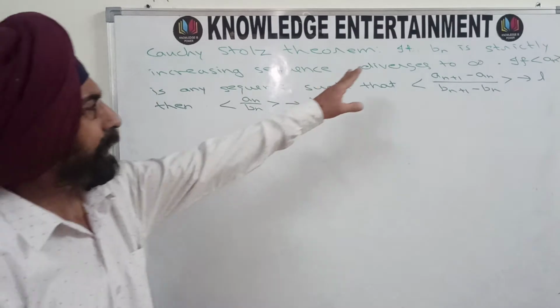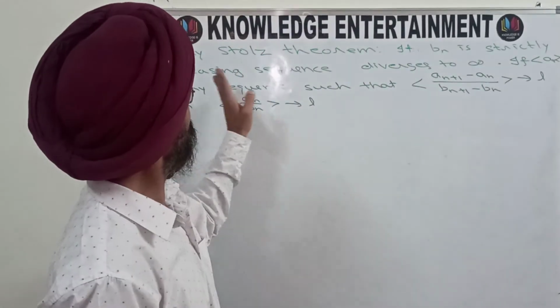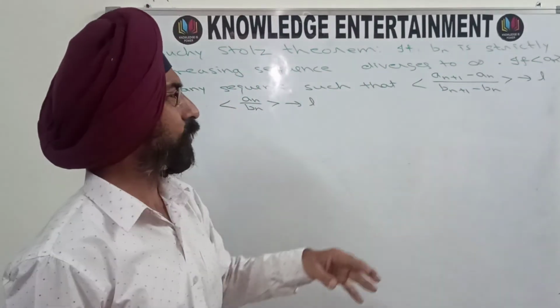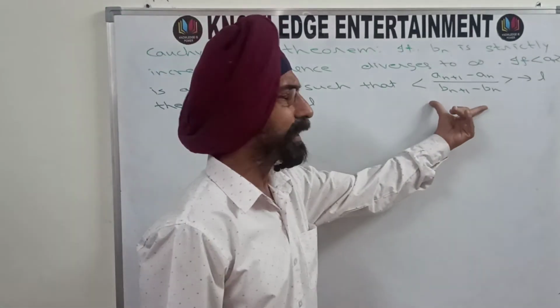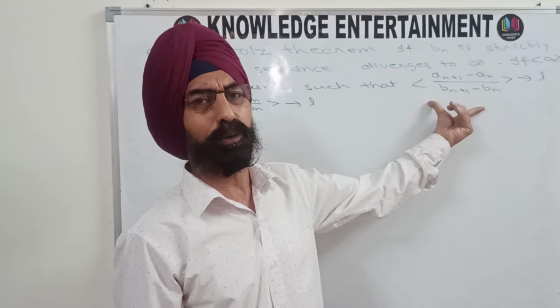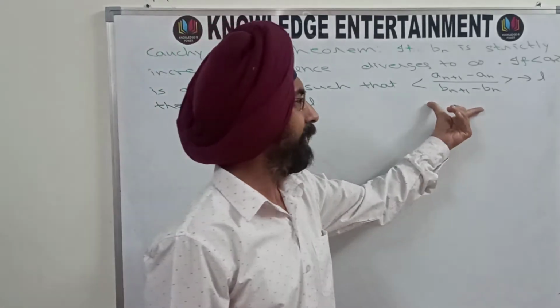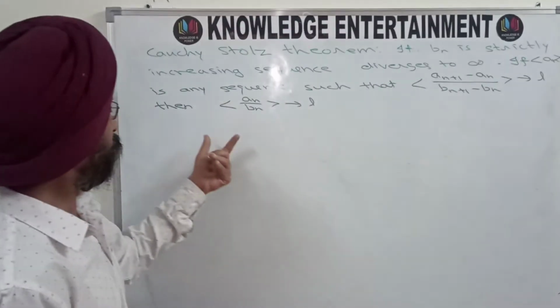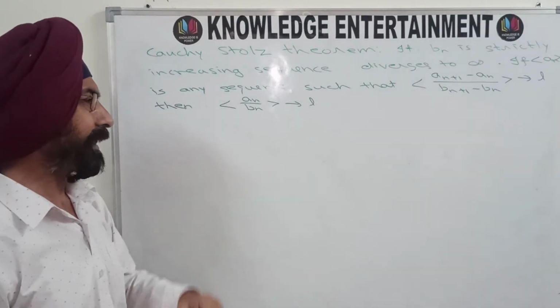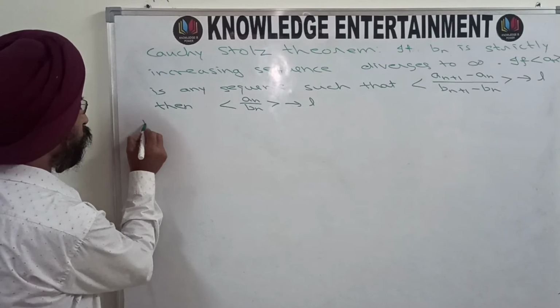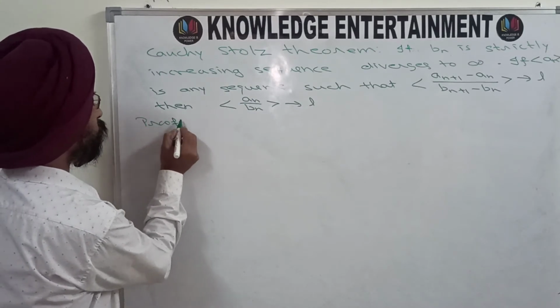Here we are given that Bn is a strictly increasing sequence which diverges to infinity, and An is any sequence such that this sequence (An+1 minus An) upon (Bn+1 minus Bn) converges to L. Then we have to show that the sequence An upon Bn will also converge to L. Let us move on to the proof. The proof contains two parts.